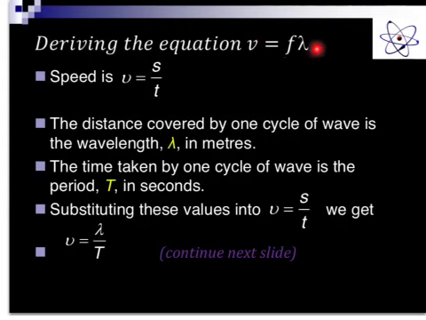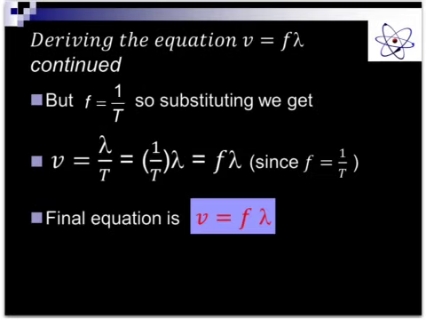You have to know how to derive this formula for waves. You start off with the general formula that says velocity is equal to displacement over time. Now the distance covered by one cycle of wave, like this, is called a wavelength. And the time taken by one cycle of wave is called a period. So here's the distance, here's the time. Put these two into here, you get that. Now we substitute this equation into here and we get that. So the final form of the formula is like this.